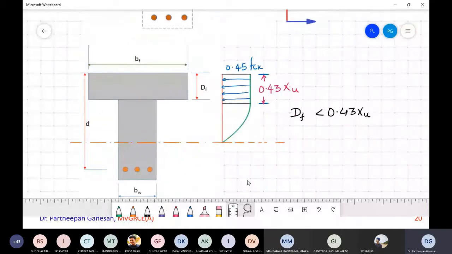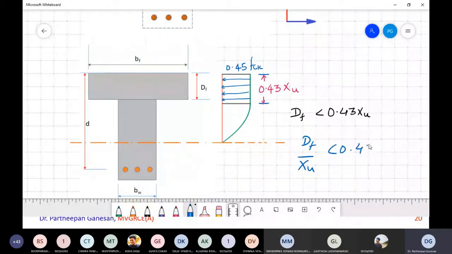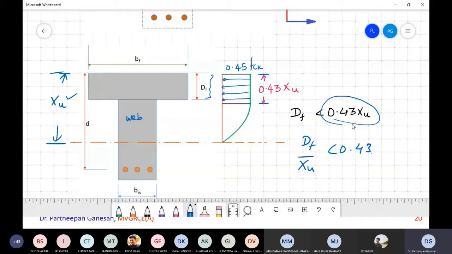You have been given Df by Xu less than 0.43. Now let us say this is my Xu, this is my neutral axis depth. Now is Xu greater than Df or not? It means your neutral axis is within this web. This is called the web.